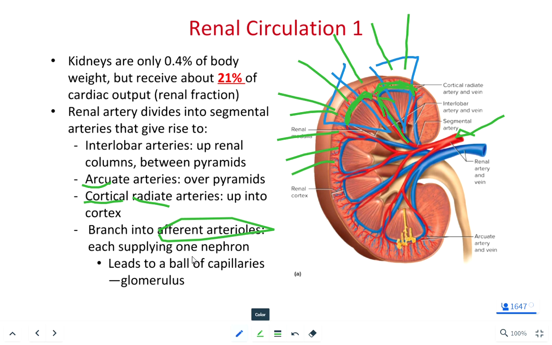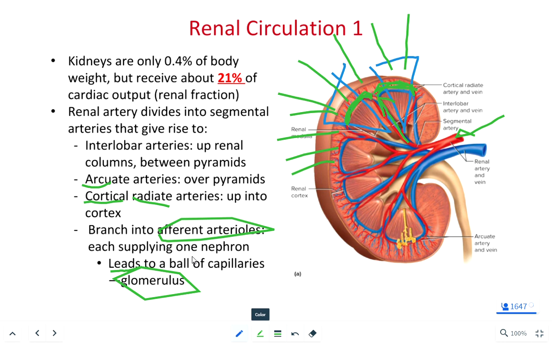We have one afferent arteriole, at least one afferent arteriole per nephron. And within the nephron, that afferent arteriole is going to lead to that all-important glomerulus, or a small capillary bed. And this is where most of the action takes place. So the blood eventually goes to a little tiny capillary bed called the glomerulus.